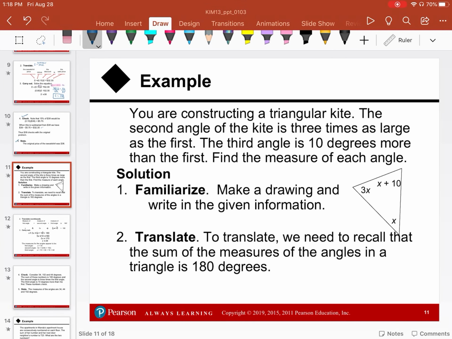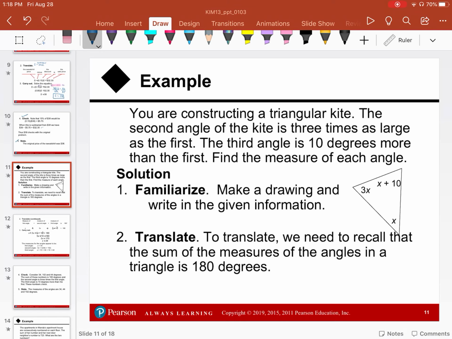Let's do another example. You are constructing a triangular kite. The second angle of the kite is 3 times as large as the first. The third angle is 10 degrees more than the first. Find the measure of each angle. So read it a couple of times. You're working on your own, so you can pause the video if you'd like.